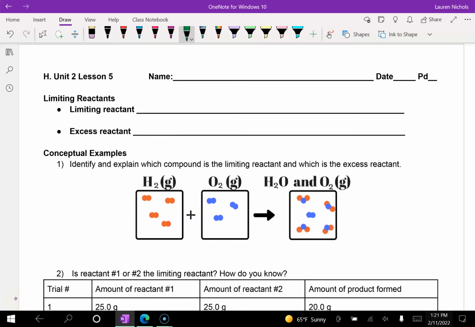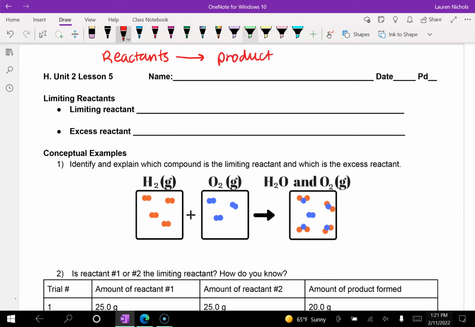All right, everyone. So in this lesson, we're going to be learning about limiting and excess reactants. And we want to go ahead and get some definitions down. So before we do that, though, remember reactants are on the left side and products are on the right. So when you have a chemical equation, you have reactants, and then you have your arrow showing that what's on the right side is being produced.